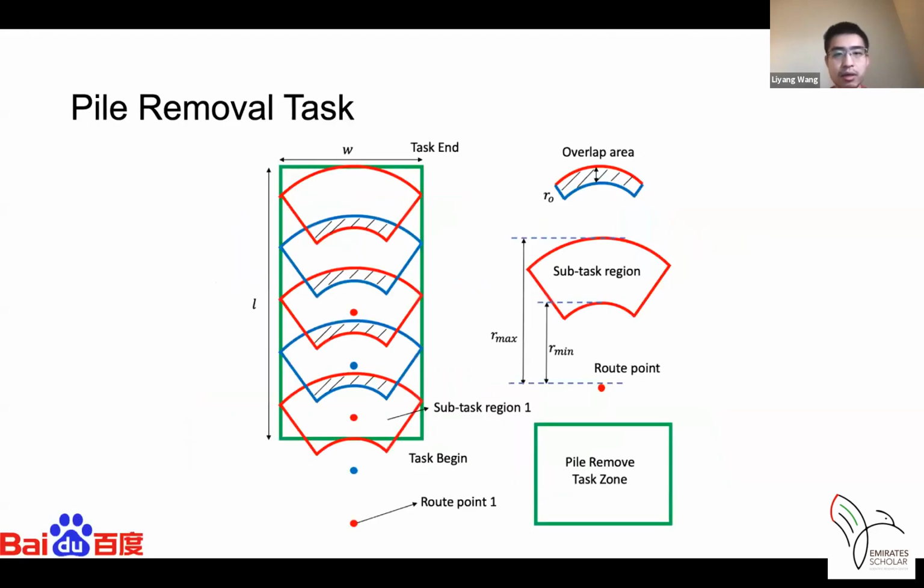Then the second one is the power removal task. The green box is also the entire region, because the power removal task is generally wider than the trench. So here we use sector subtask regions, and this time the excavator moves forward. So it first stops at route point 1, which is at the bottom, and then the work zone is the red sector, the first subtask region, and then it pushes forward until the entire task is finished.